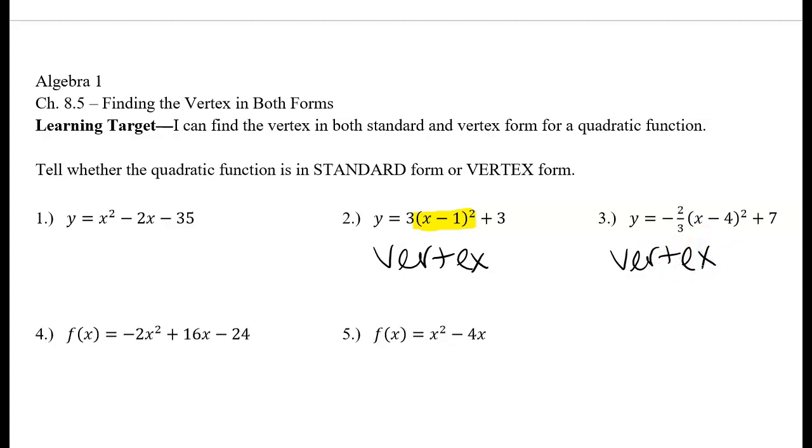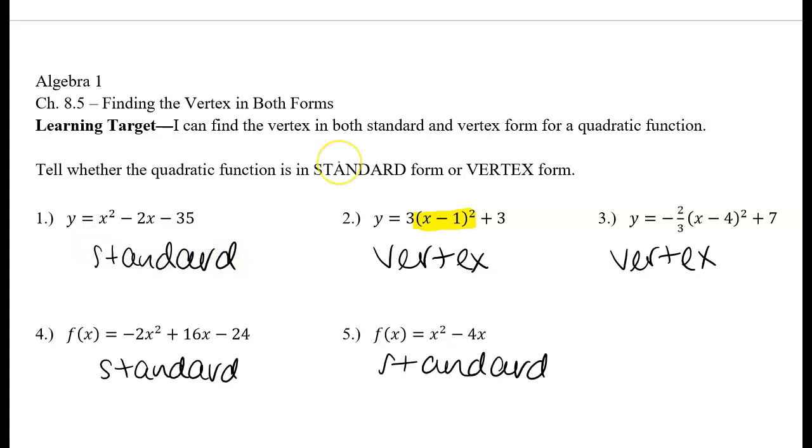So again, if you look for those parentheses, that's going to help you figure out whether it's in vertex form or standard form. It turns out the rest of these, none of them have those parentheses, so they are all in standard form. The difference is whether the equation has the parentheses or not. So that's how you can decide, am I in standard form or am I in vertex form?